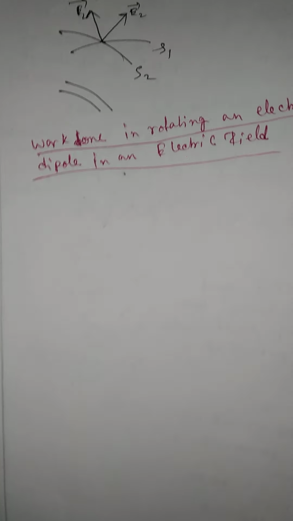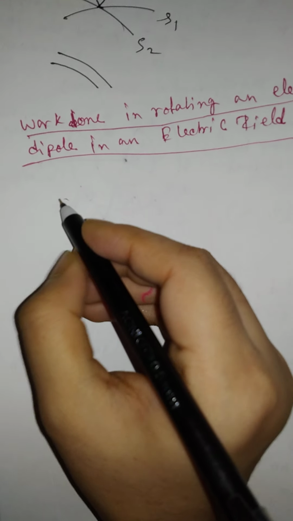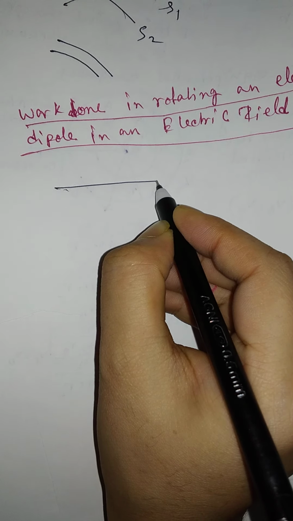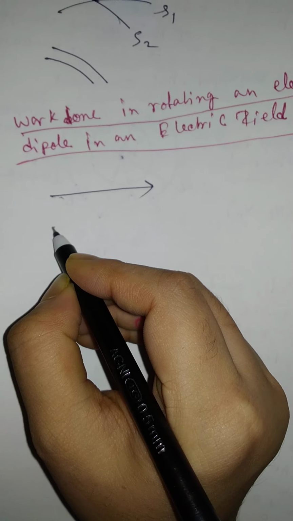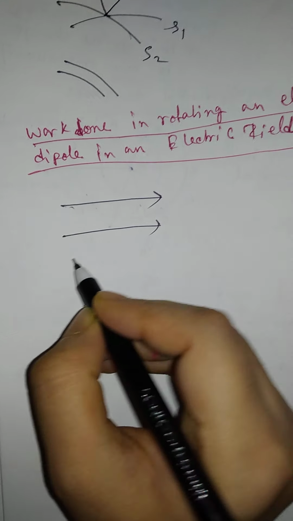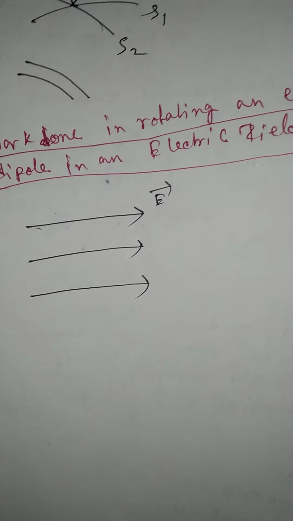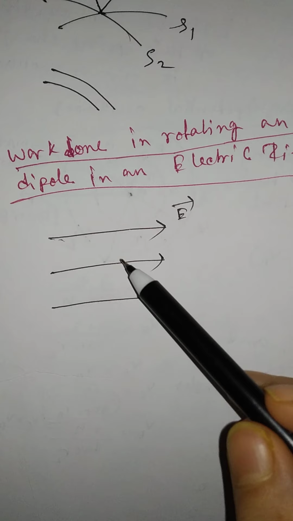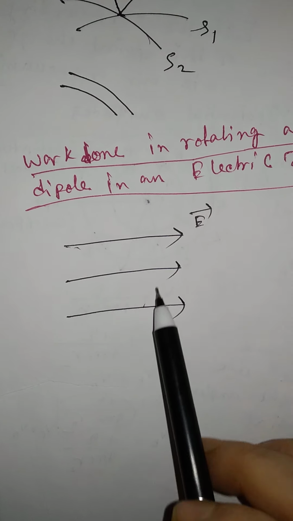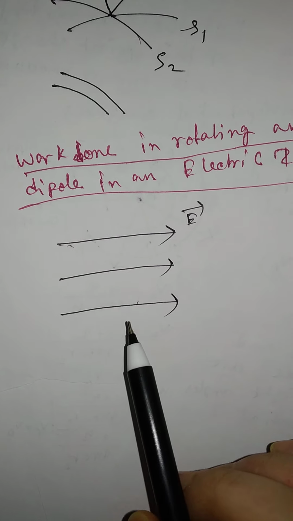So here I am taking a uniform electric field. So how to represent a uniform electric field? Uniform electric field means field lines are parallel to each other. Okay, so this is the direction of the field. So these parallel lines indicate the electric field in this region is uniform.